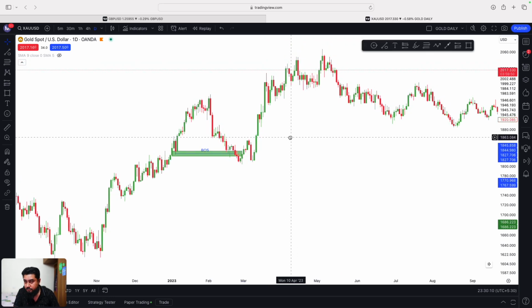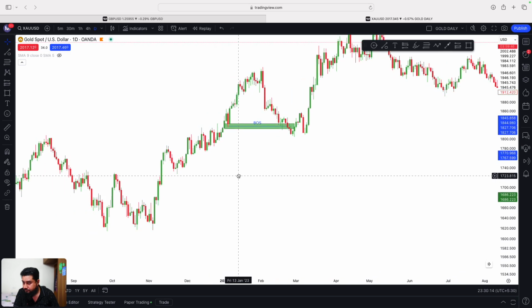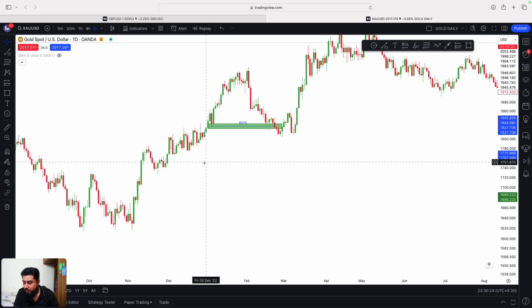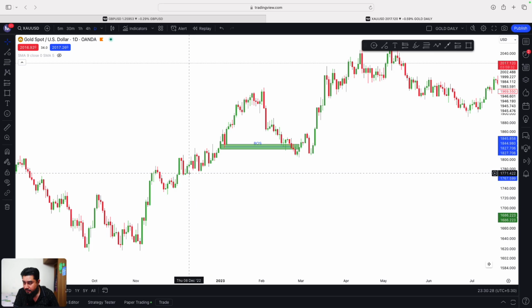Okay, so let's see if there's another opportunity. There's a small opportunity here. Okay, let's also talk about small pullbacks, right? How do you find or identify what is an actual pullback and breaking the previous low, the same concept.